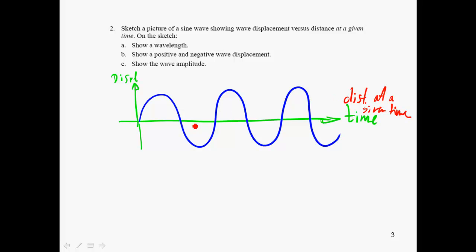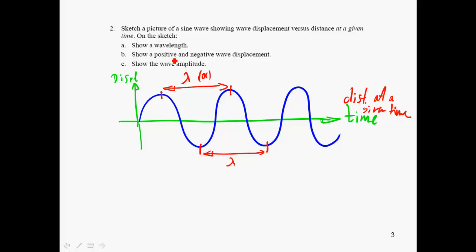So, if this is distance, the horizontal axis, the wavelength is from this peak to that peak. This is the wavelength. Or from this trough to this trough. This is your wavelength. The wavelength is distance. It's measured in meters, or nanometers, or millimeters. Okay? So this horizontal axis has to be in distance. And then, that's part A, answer A of the question.